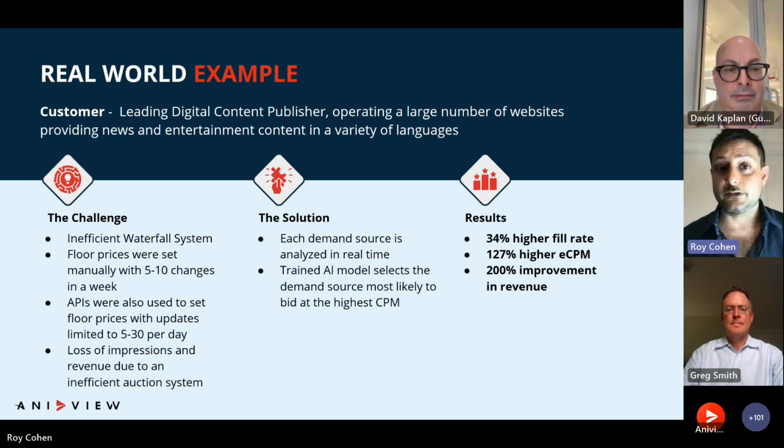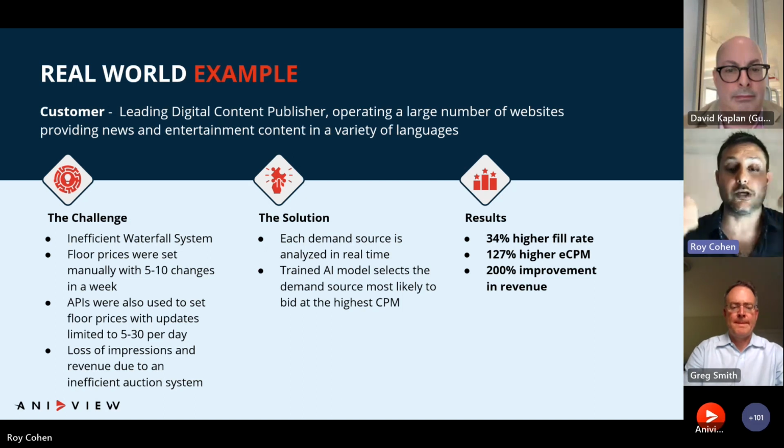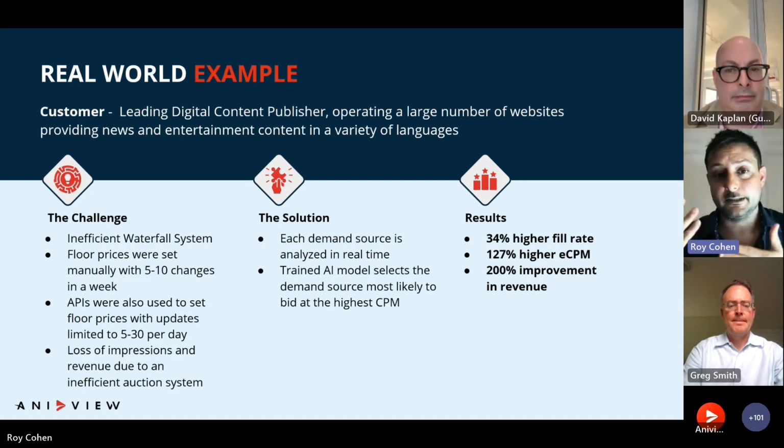We saw a 34% increase in fill rate and an increase in overall eCPM as well. So it's very strange that we increased the value of the inventory and also got more ads. It's not reasonable. And overall, we saw around a 200% improvement in revenue. So this was amazing.